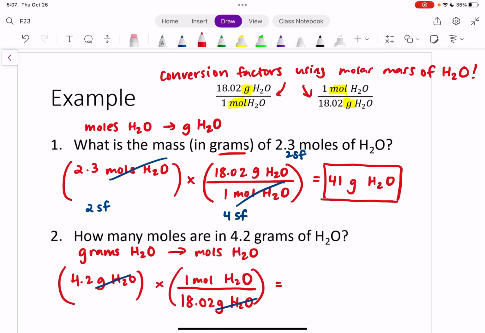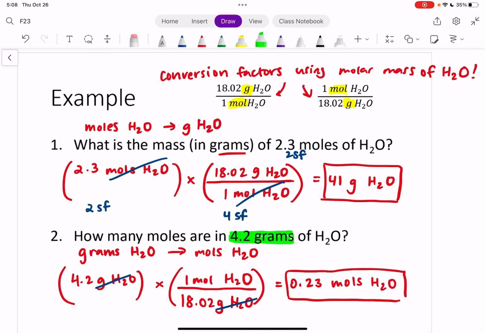Specifically, we have 4.2 divided by 18.02, and that's going to give us 0.23, and I'll go 2 sig fig, so we'll leave it like that, moles of H2O. So what is this saying? This is saying if you start with 4.2 grams of water, in those 4.2 grams of water, there are 0.23 moles of water.